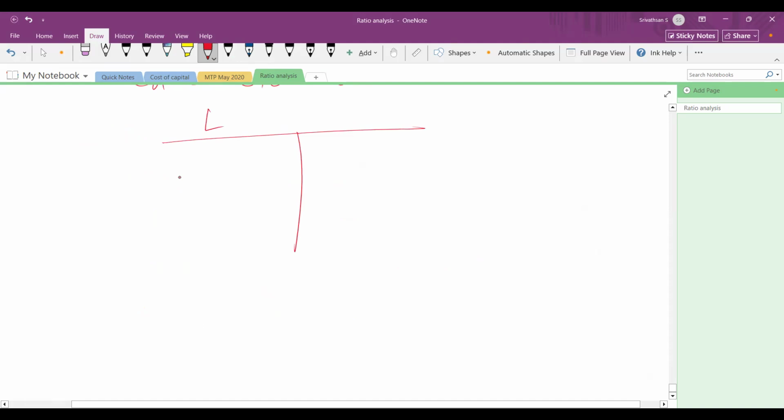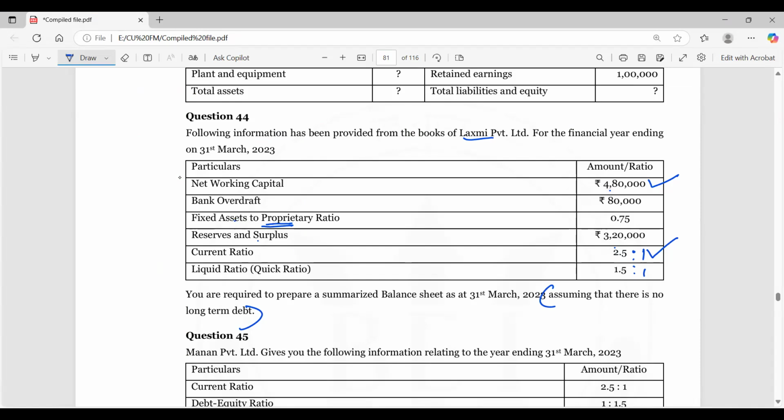Liability side, we have equity share capital, preference share capital, reserves and surplus, and current liability, right? So now in the question, it is mentioned that fixed asset to proprietary ratio is 75%.